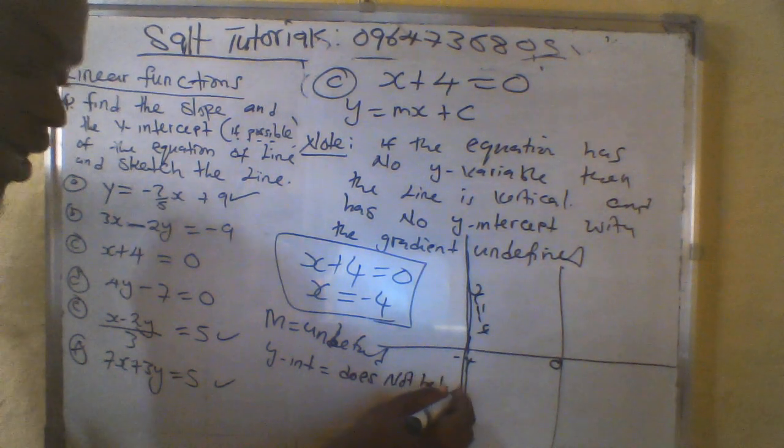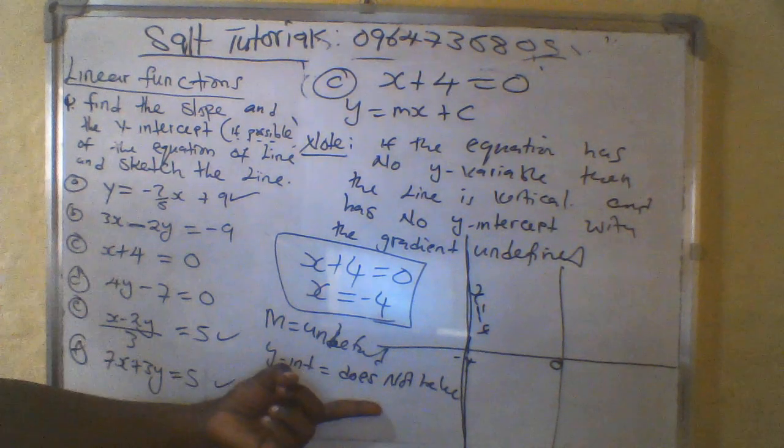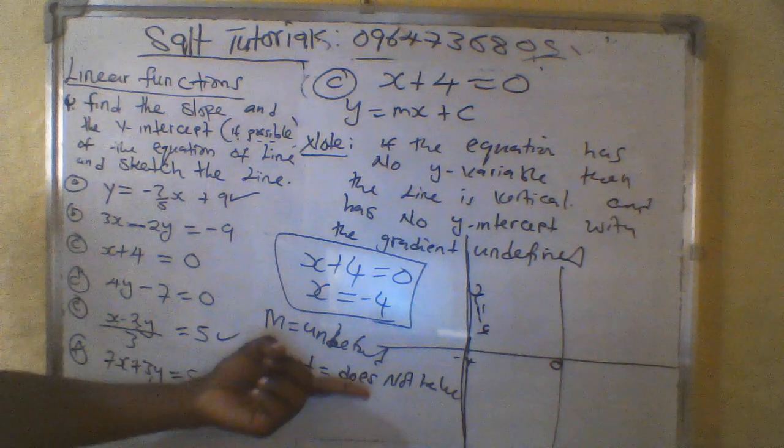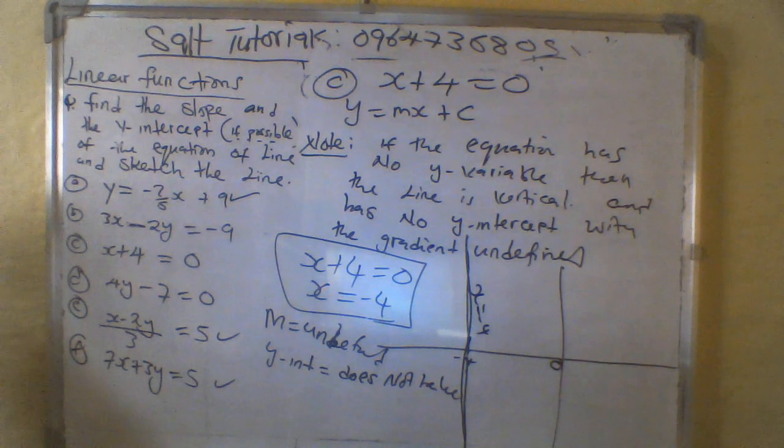It does not have the y-intercept, but the x-intercept is negative 4. So it doesn't have the y-intercept, and the gradient is undefined. Any vertical line has an undefined gradient and has no y-intercept.